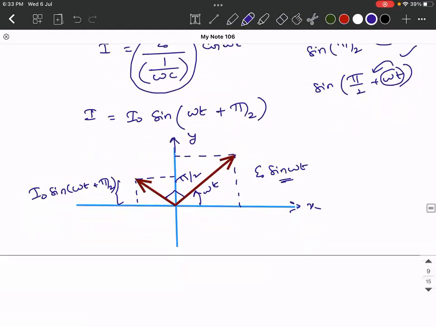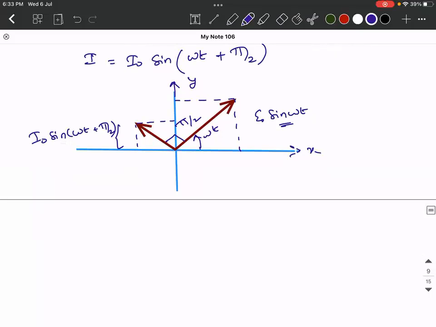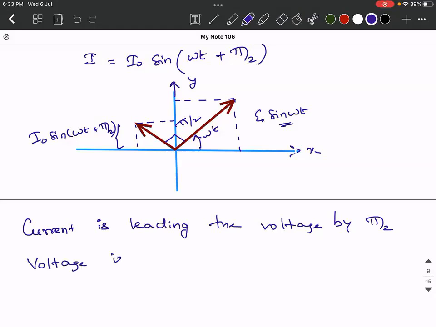So in this case, what I can observe and tell is current is leading the voltage by pi by 2, or voltage is lagging behind the current by pi by 2. What is this leading and lagging? I'll explain it slowly. You need to understand what I mean by that, by pi by 2. That we will see after we discuss power. Okay. Is that clear?